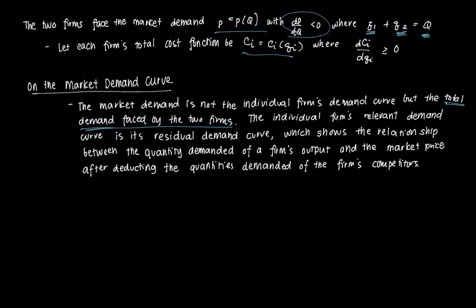If you break down or disaggregate the demand curve, the individual firm's relevant demand curve is what we refer to as the residual demand curve. It shows the relationship between the quantity demanded of a firm's output and the market price after deducting the quantities demanded of the firm's competitors, because one firm cannot produce everything in the market, since this is an oligopoly. To illustrate this, let's start with an example.